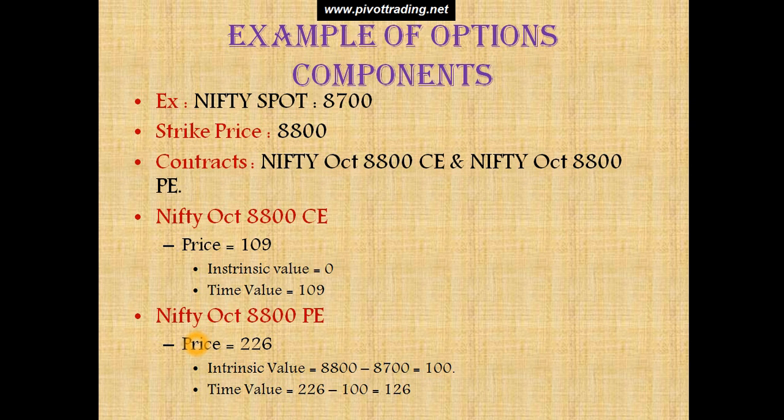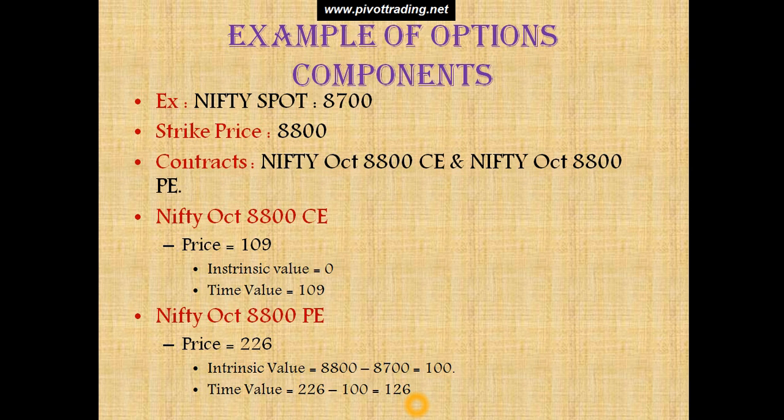Now the total price is always the sum of the intrinsic value and the time value. Since the intrinsic value is 100, the time value is the total price minus the intrinsic value, which is 126. So this 126 rupees that you are paying extra today is the price that you are paying for the time that is remaining to exercise this contract, because you are expecting the price of Nifty to go further below. And for the same reason, you are paying this option premium to Mr. X.